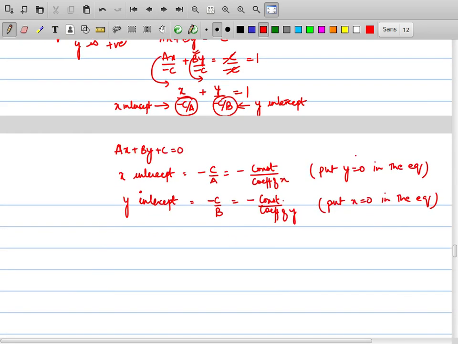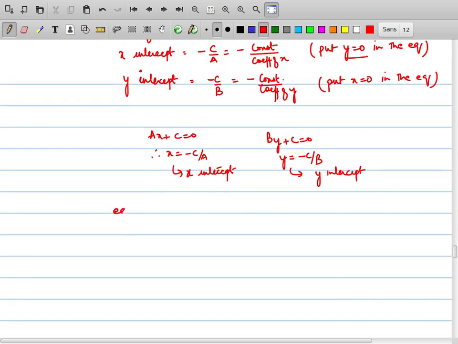Now if you put y equals 0 in your equation, what do you get? ax plus c is equal to 0, therefore x is minus c by a. Similarly, if you put x equal to 0, what do you get? by plus c equals 0, so y is minus c by b. This is giving the y-intercept, and this is your x-intercept. So either way you can find out the x and y-intercept. The easiest method is put x equals 0 to get the y-intercept, put y equals 0 to get the x-intercept. And if you can remember the formula, minus constant upon coefficient of x is the x-intercept, minus constant upon coefficient of y is your y-intercept.